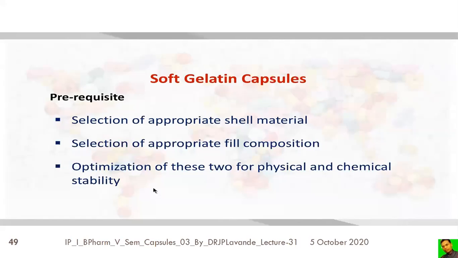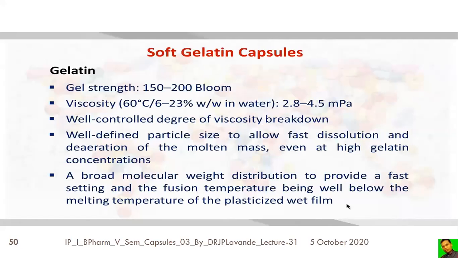The materials should be properly selected in order to fill inside of the soft gelatin capsule so that there should not be any kind of interaction, leakage, or mixing with the gelatin shell material, or it should not come out of the soft gelatin material. Optimization of these two should be done properly so that there is chemical and physical stability as far as the shell material is concerned and as far as the composition of the film material is concerned.